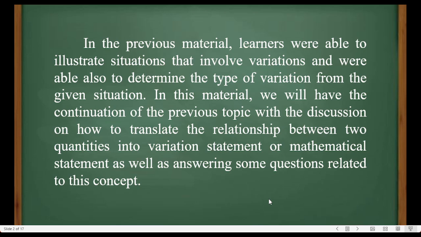In the previous material, learners or you were able to illustrate situations that involve variations and were able also to determine the type of variation from the given situation. In this material, we will have the continuation of the previous topic with the discussion on how to translate the relationship between two quantities into variation statement or mathematical statement, as well as answering some questions related to this concept.